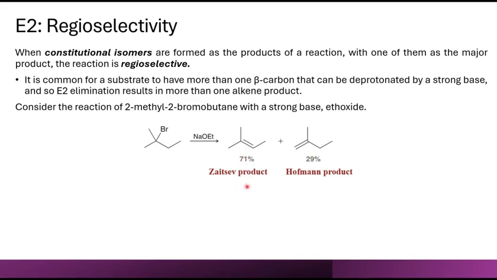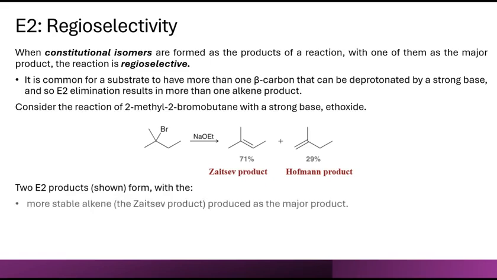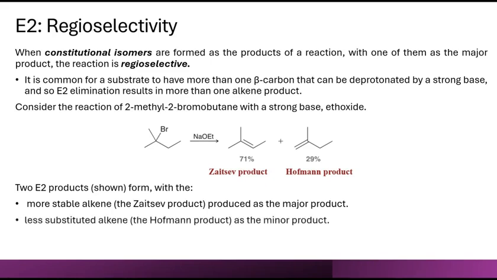This is the Zaitsev product. The least substituted is called the Hofmann product. Of the 2 E2 products that are shown, the more stable alkene, the Zaitsev product, is produced as the major product, and the less substituted alkene, called the Hofmann product, as a minor product. E2 elimination is a regioselective reaction then.